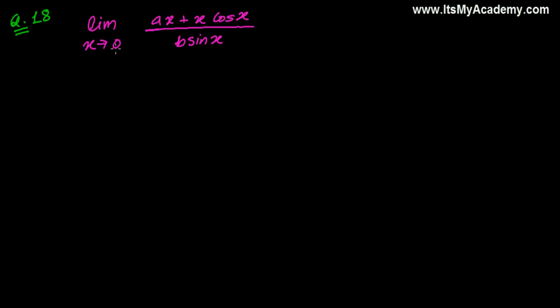Again we have here a very interesting question of evaluating limit. The question is like this: limit x tends to 0, (ax + x cos x) divided by (b sin x). Alright, so how to do it?